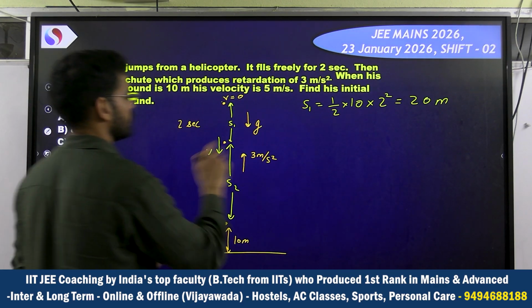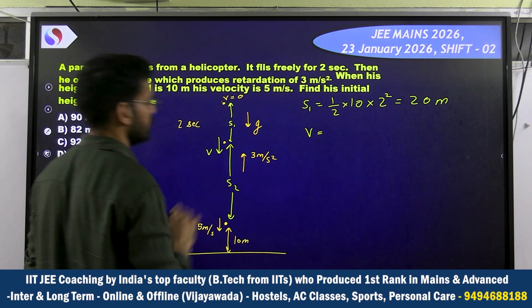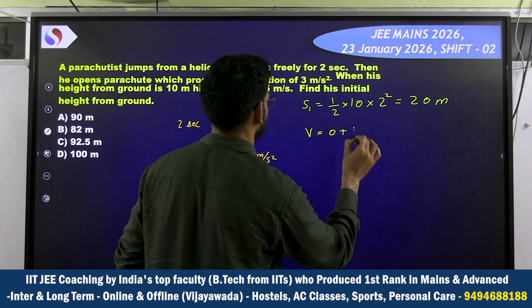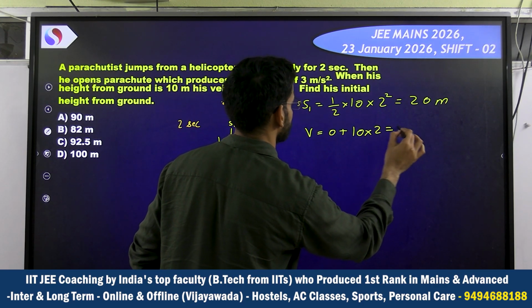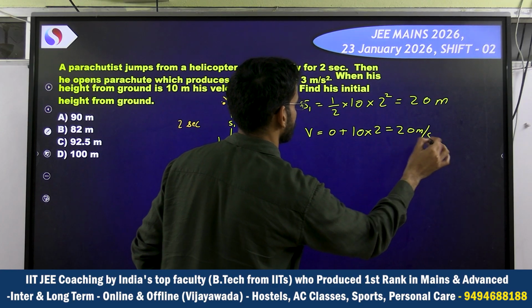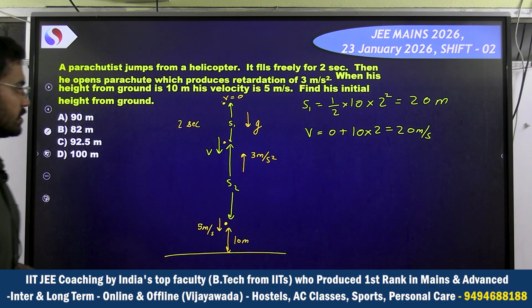And then v also find out. So v is equal to u plus at. u is 0 plus acceleration 10 into t is what? 2. So this is 20 meter per second. Okay, so v is also 20 meter per second.